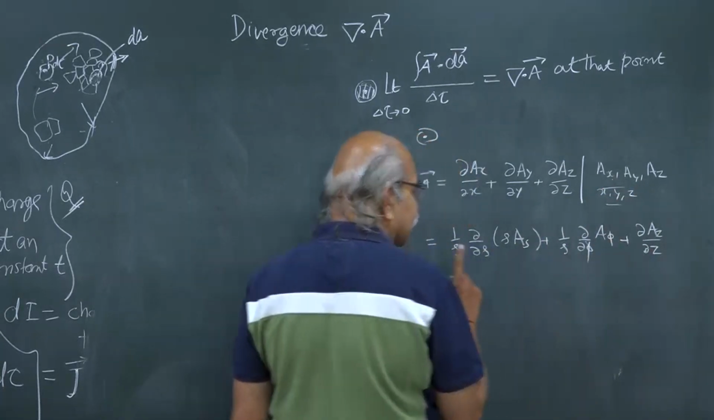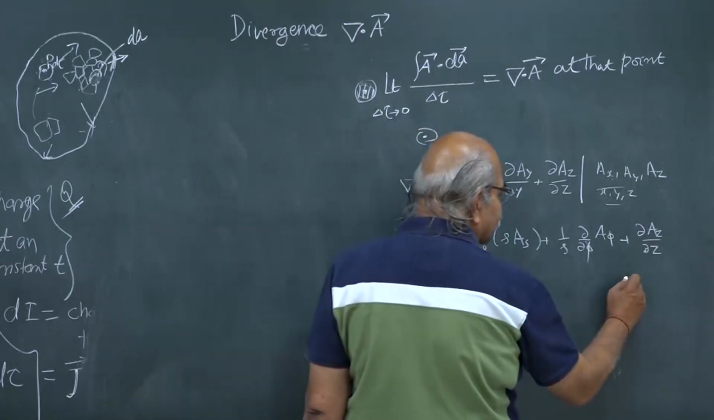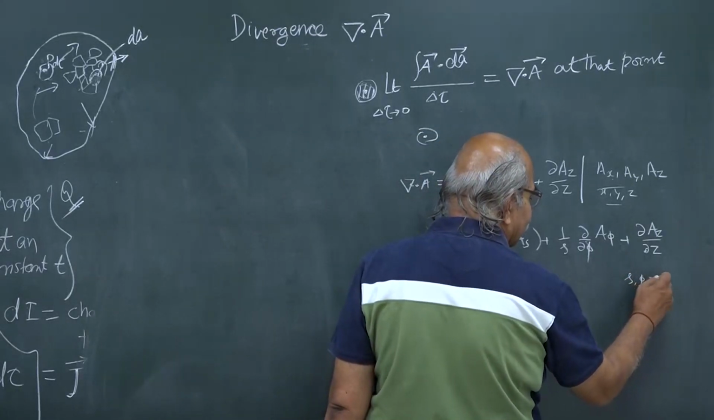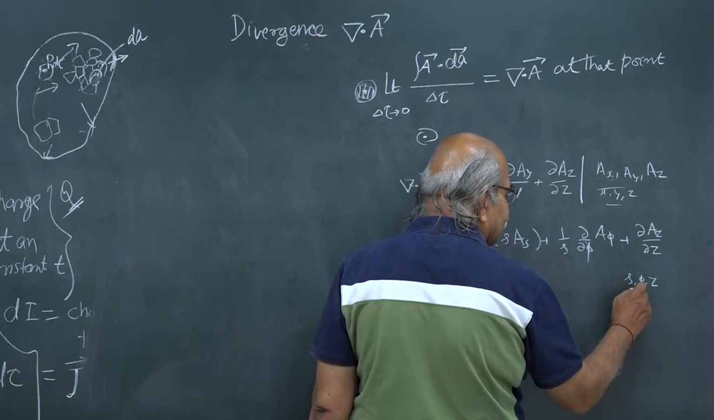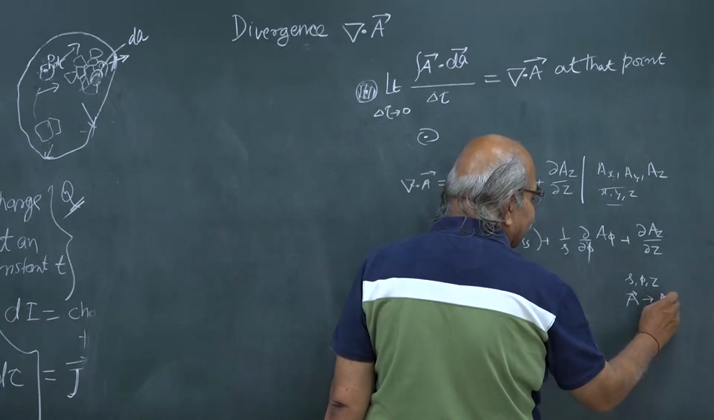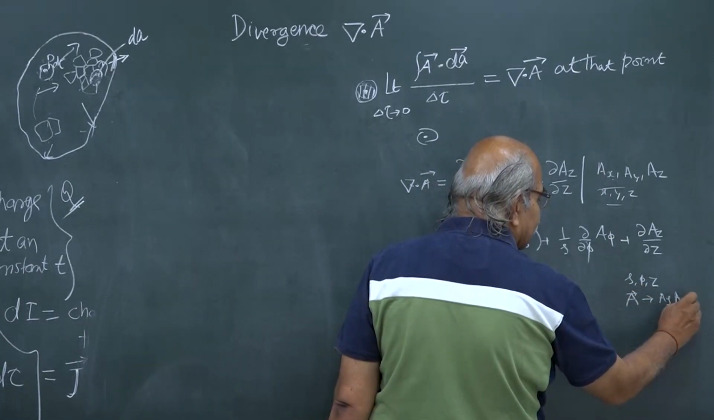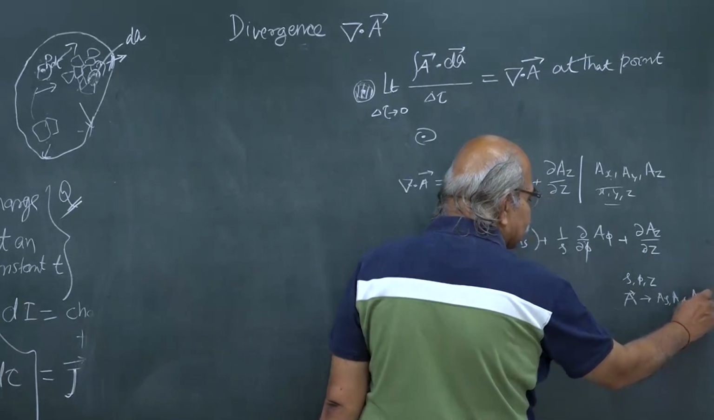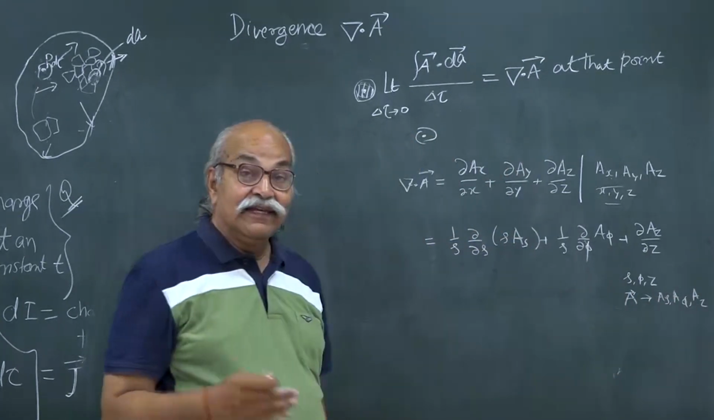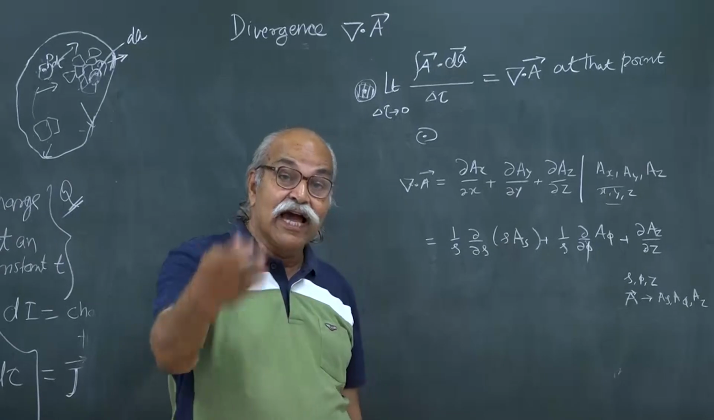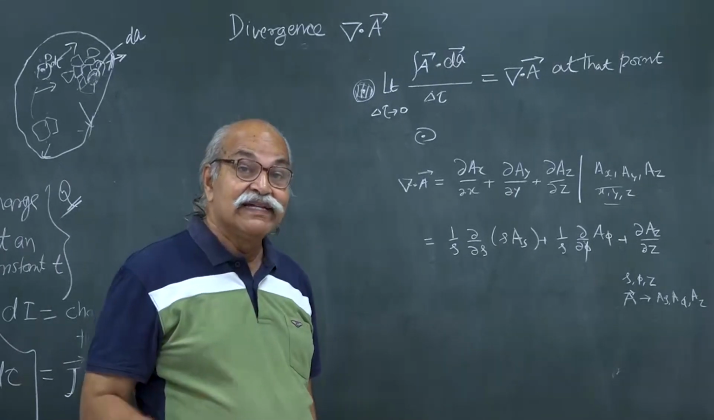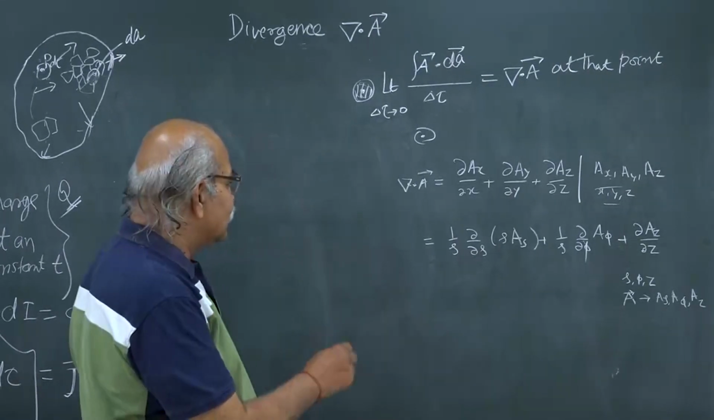But if you are using cylindrical coordinates, your coordinates are s, phi and z, and this A vector is to be decomposed into As, A phi and Az. These are components of A in those directions s cap, phi cap, z cap. So, that is how it is written.